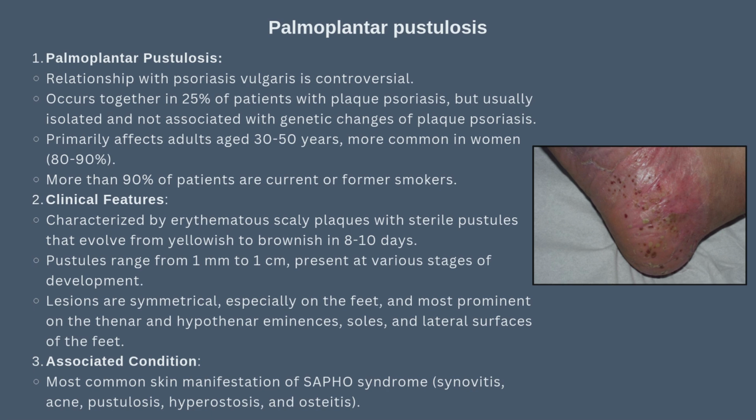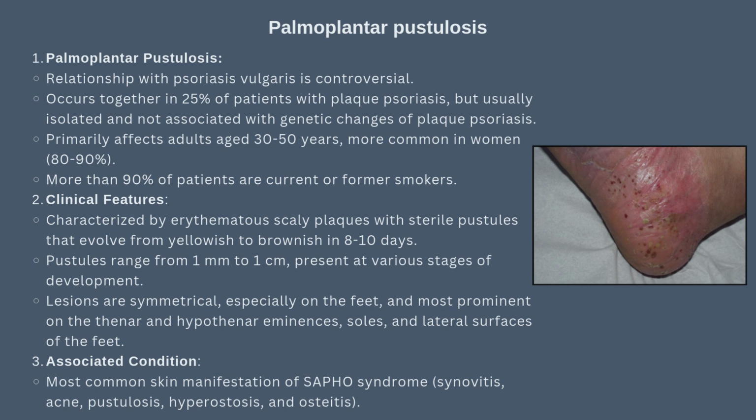More than 90% of patients are current or former smokers. Clinical features: characterized by erythematous scaly plaques with sterile pustules that evolve from yellowish to brownish in 8 to 10 days. Pustules range from 1 mm to 1 cm.